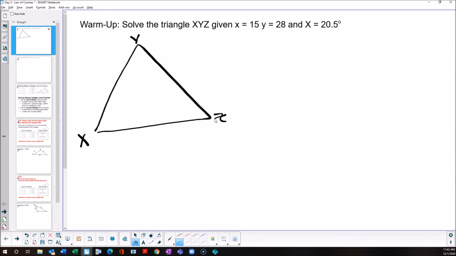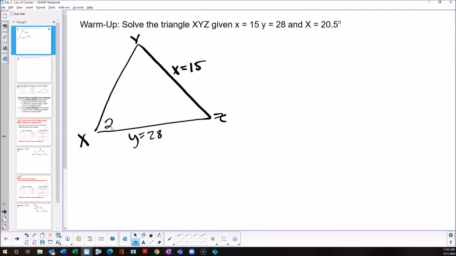I tend to just always draw it the same way, regardless, even if it might be an obtuse triangle or acute or right triangle, could be anything. And then we'll label it. We have x equals 15. Y equals 28.